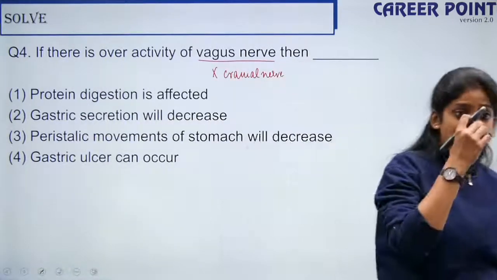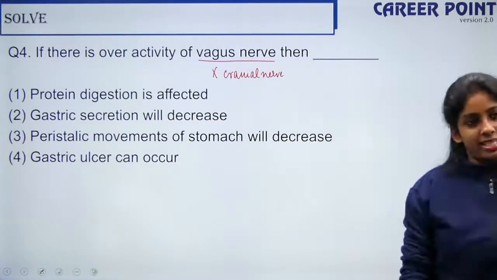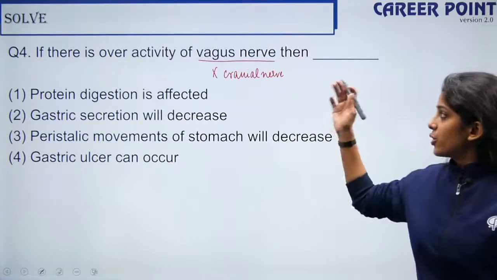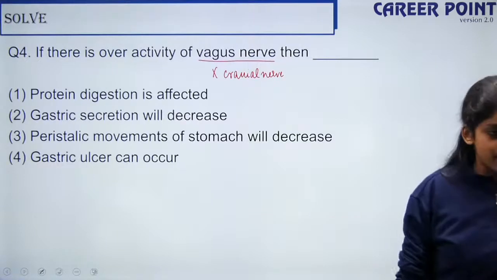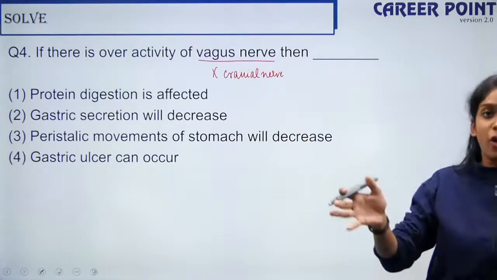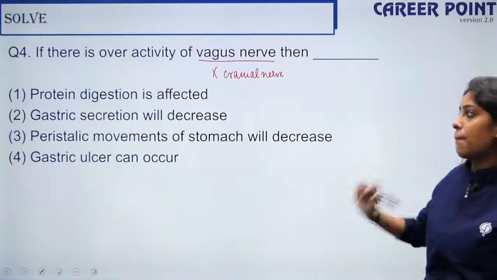So you think these are important questions from the NEET point of view? Yes, yes. Thank you. So you like my level of questions? Okay. So what can be the possible answer? If the vagus nerve is overactive, then which of the following can happen?